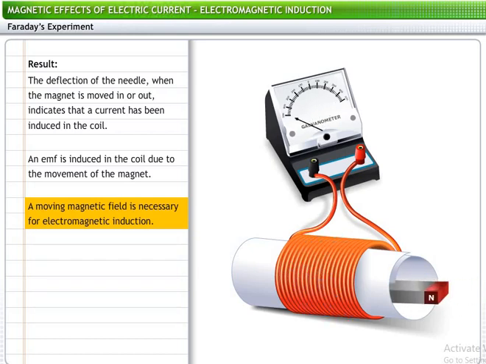The direction of deflection of the galvanometer needle depends on which pole is inserted in the coil first. For example, in the experiment you saw, if the magnet is inserted with north pole first, the needle will deflect in the opposite direction as that of the previous case.